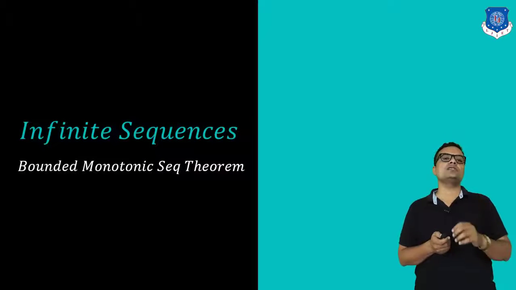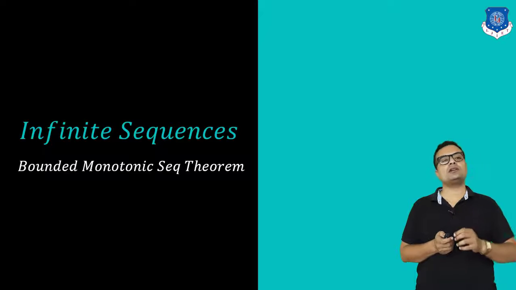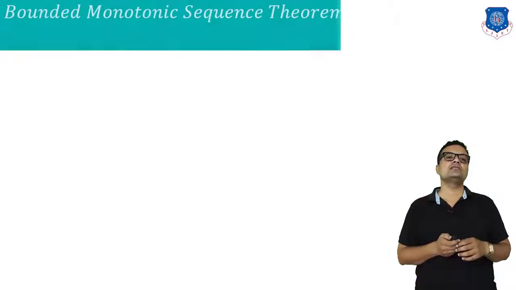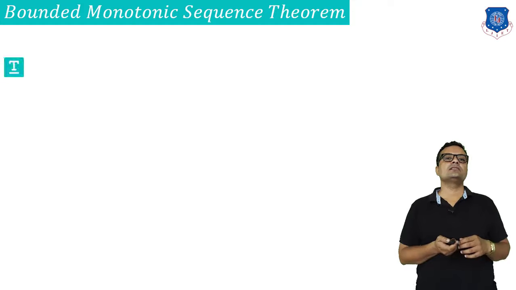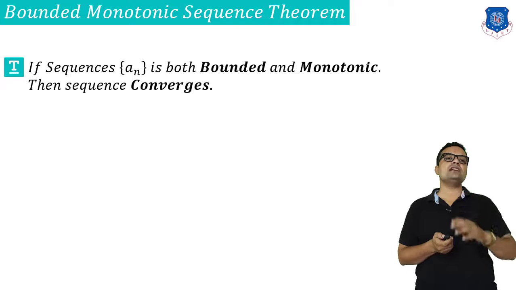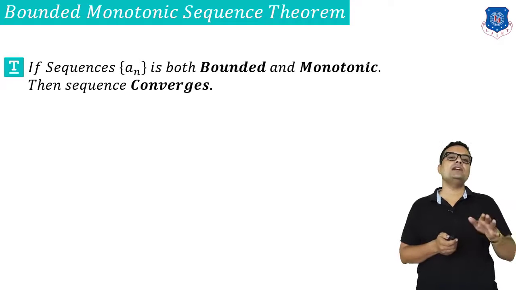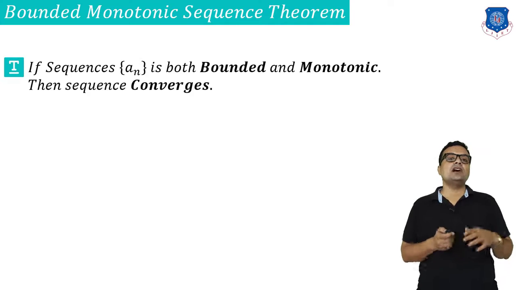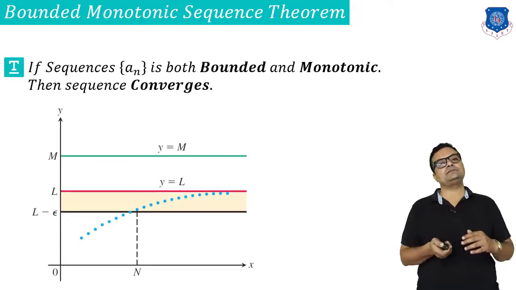Now let us move towards our last and the main part of this talk, which is bounded monotonic sequence. What is a bounded monotonic sequence? If I consider a sequence a_n which is both bounded as well as monotonic, then it is convergent. How can we use this?